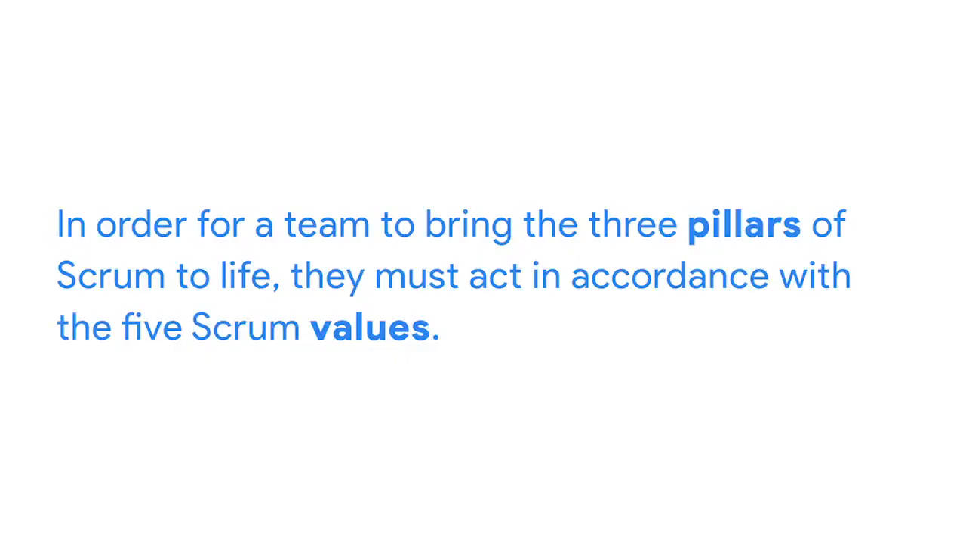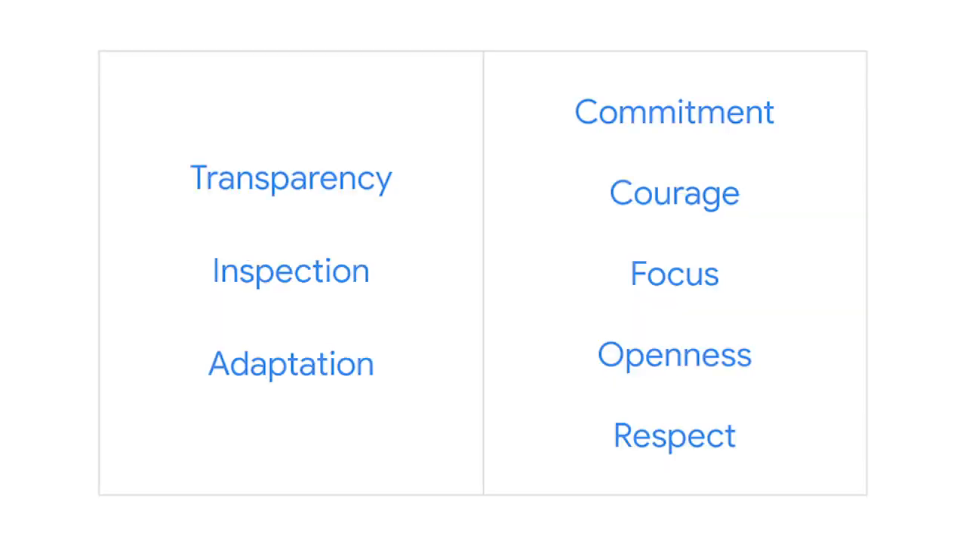In order for a team to bring the 3 pillars of Scrum to life, they must act in accordance with the 5 Scrum values. For example, if a team aims to achieve transparency between themselves and their stakeholders, they need to be open to sharing information while still having the focus to share the most relevant information. For a team to effectively inspect their work and their processes, they must have courage to offer difficult feedback and have the mutual respect to really listen to what others have to say. For a team to adapt to their inspection results, they must have the courage to make changes and learn from them. They must also be committed to the goals of the team and follow through on the adaptation.